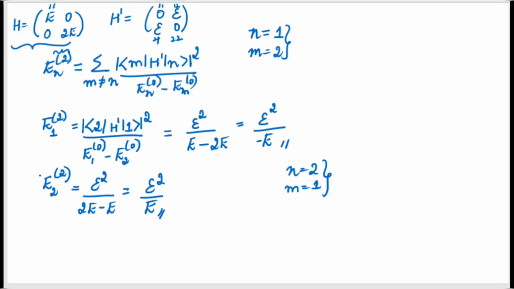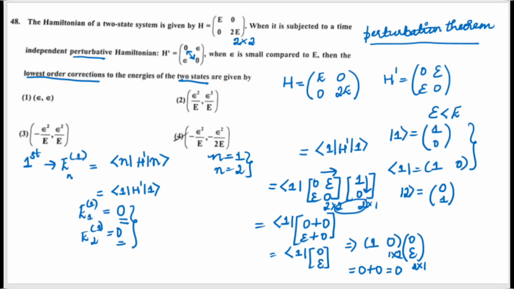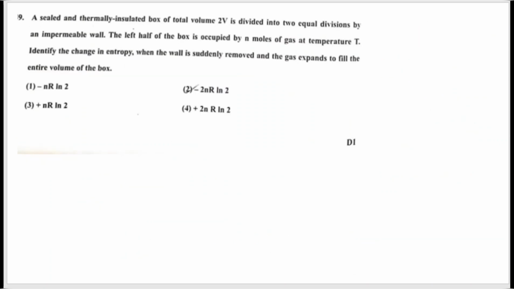So the lowest order corrections to the energies of these two states are given by minus epsilon square divided by e and epsilon square divided by e. That is option 3 is the right option. So once I showed in the normal method, this we can also do using the matrix method, and we can follow that. Yes, let us move on to the next question.